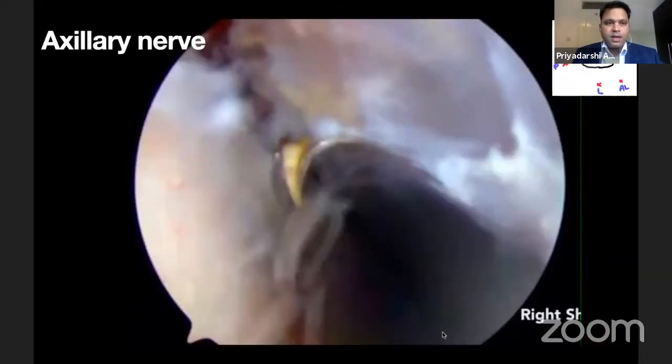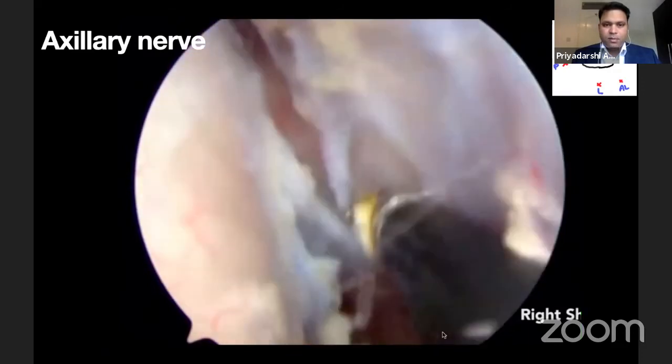Now, having looked at the gross anatomy, this video will show you how to explore the axillary nerve arthroscopically. So this is again the beach chair position, and it's of the right shoulder. And the viewing portal is actually lateral, and anterolateral is the working portal. And on the left, you appreciate the subscapularis tendon overlying the humeral head. So we play the video.